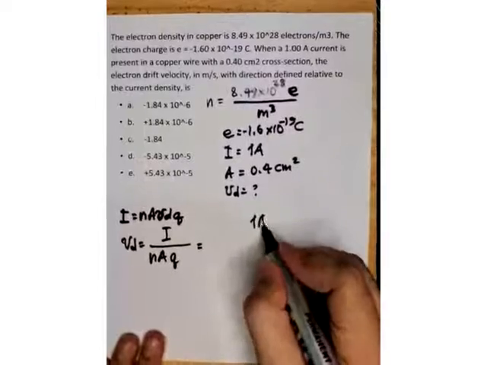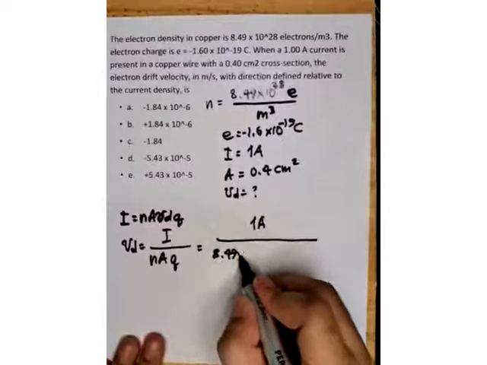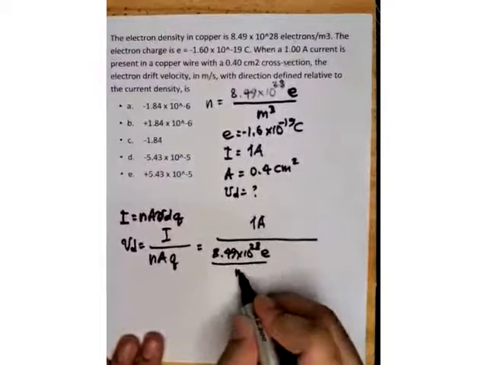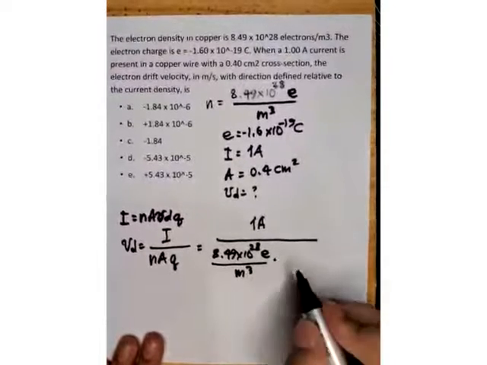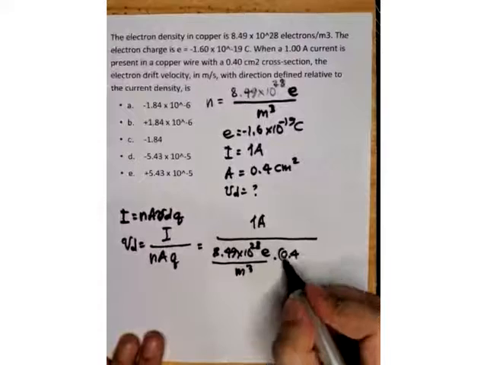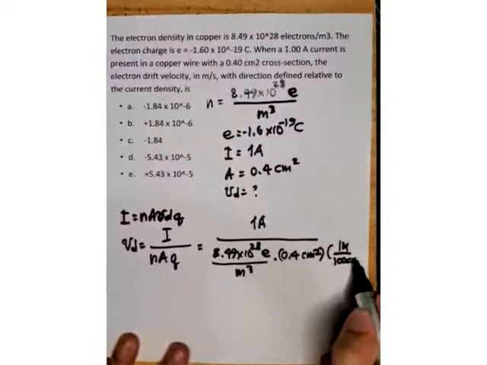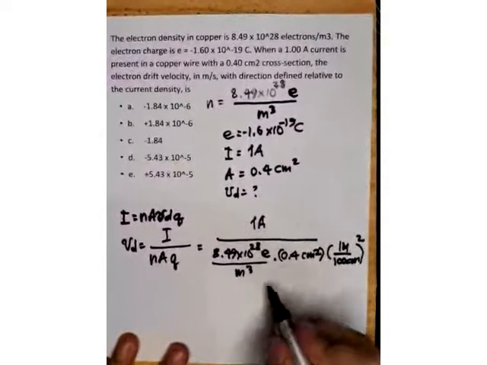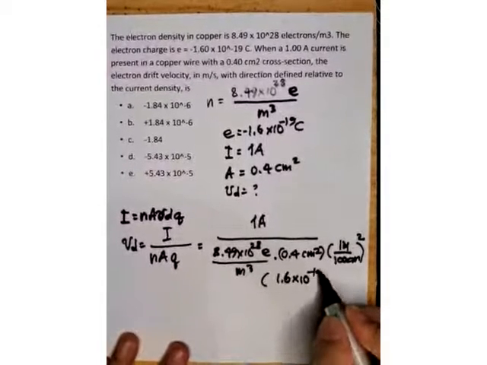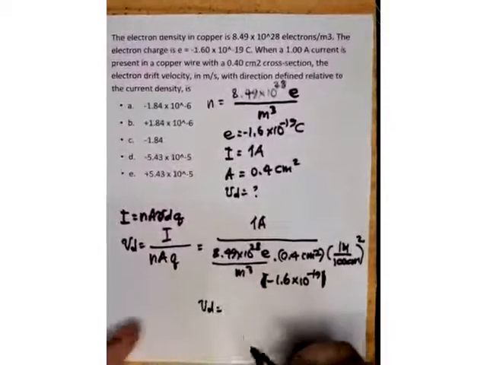And that is 1 ampere all over N is 8.49 times 10 to the 28 electrons per cubic meter times area is 0.4 cm squared, but we need to convert that into 1 meter per 100 cm squared. And then yung charge natin ay 1.6 times 10 raised to negative 19. So yung absolute value ko na lang to. Okay, so what is our drift speed?